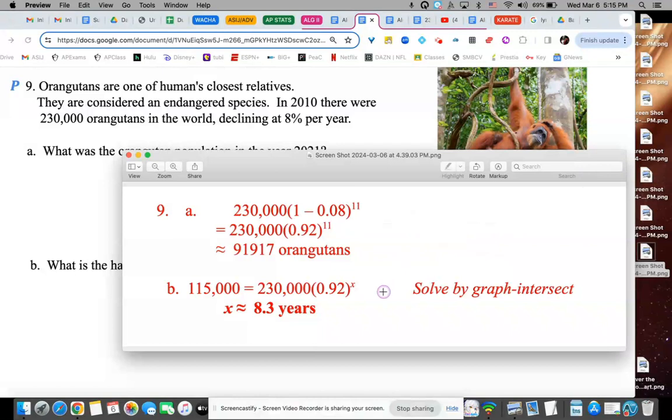Check it out. Play with your window. Make sure you have a window that's going to show these numbers, right? And the x is going to go from like 0 to 10 or something, and then you should be able to find that 8.3 years.